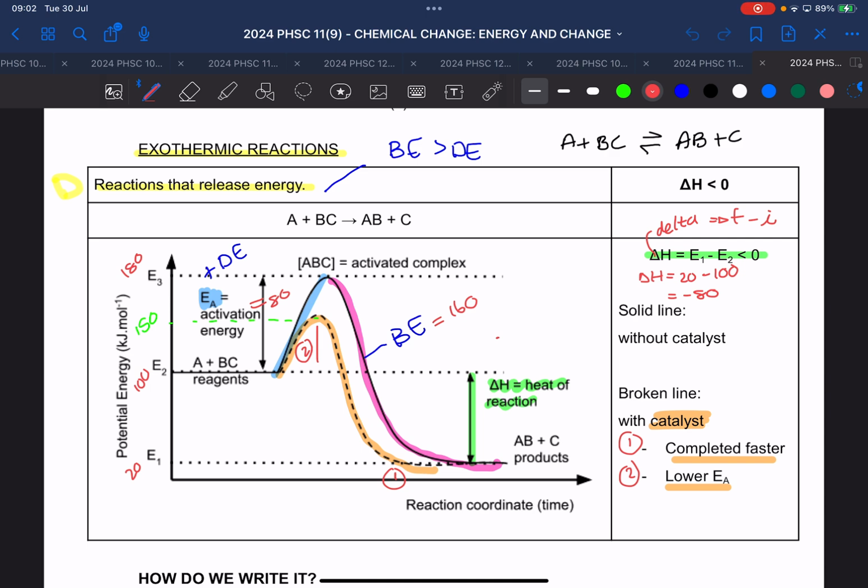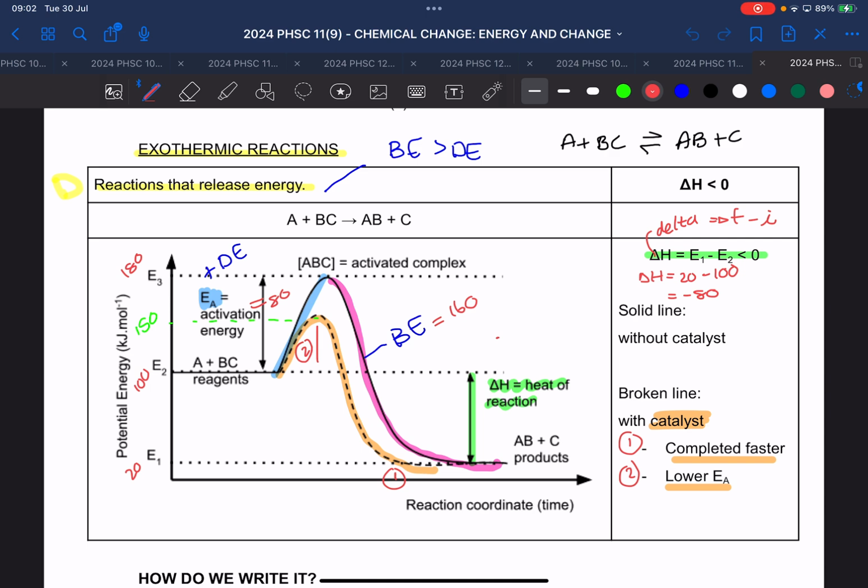Why does it need energy? To break bonds. Why does it release energy? When bonds form, it releases energy. Why? Because electrons are paired, orbitals are filled. So it becomes more stable, it becomes happy. Its potential energy goes down because it releases potential energy.